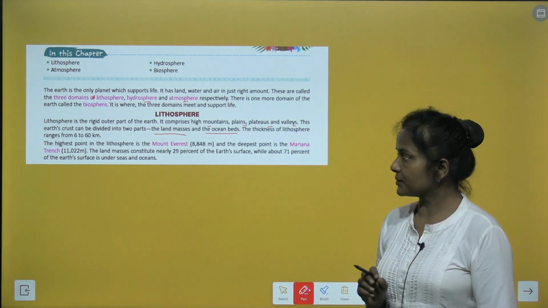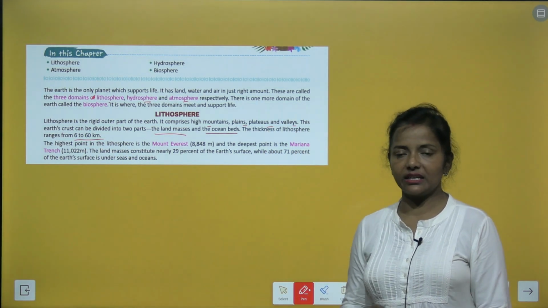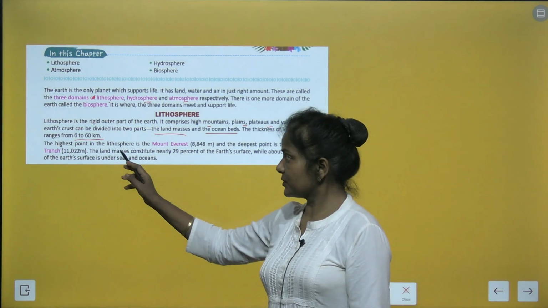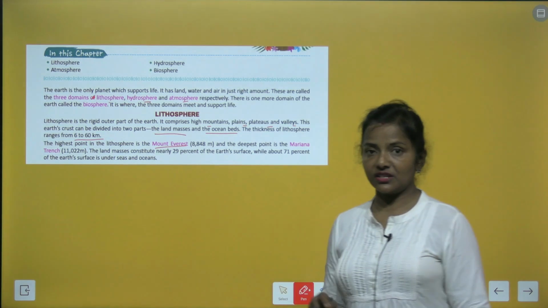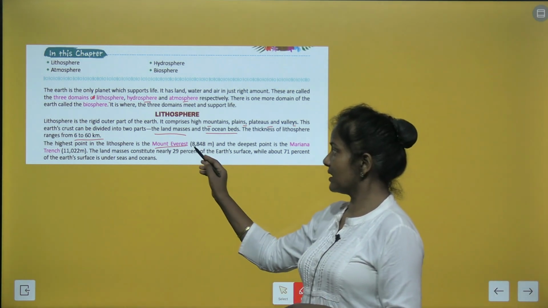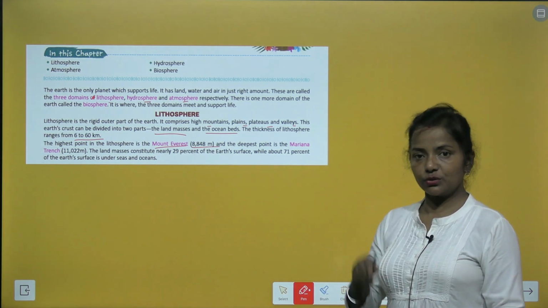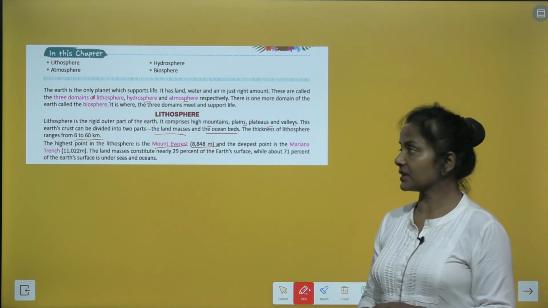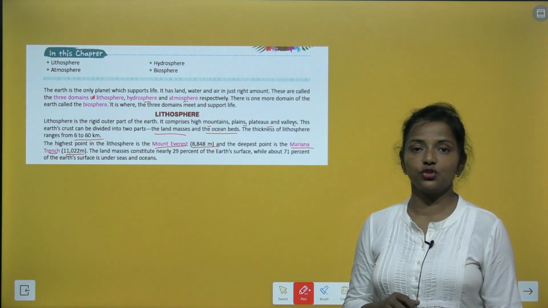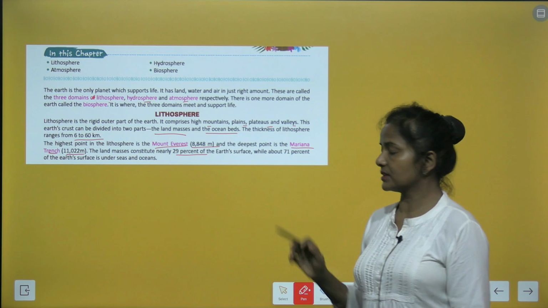The thickness of lithosphere ranges from 6 to 60 kilometers. अब जो इसकी thickness है outer layer की lithosphere की, वो कितनी है? 6 to 60 kilometers. The highest point in the lithosphere is the Mount Everest. लिथोस्फीयर का जो सबसे ऊंचा पॉइंट है वो है माउंट एवरेस्ट, 8,848 meters. And the deepest point, जो सबसे गहरा पॉइंट है लिथोस्फीयर का, that is the Mariana Trench, 11,022 meters.